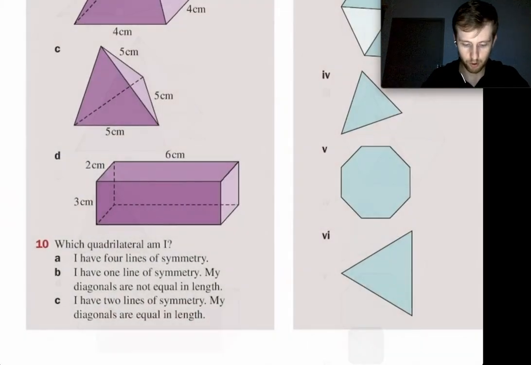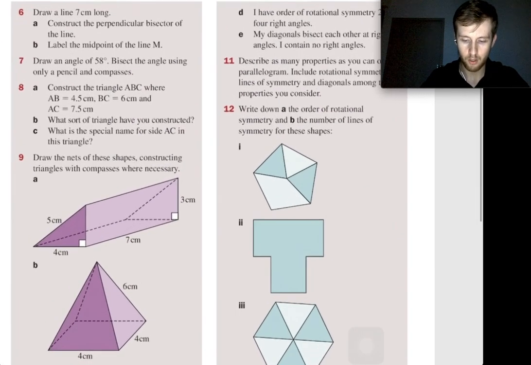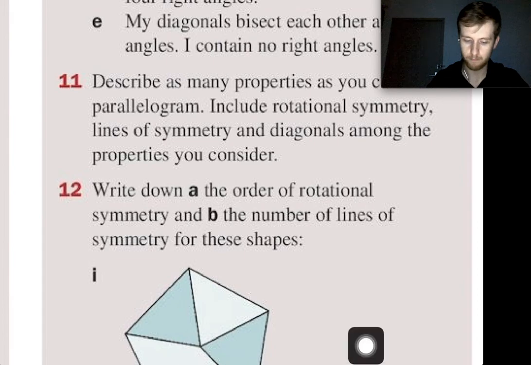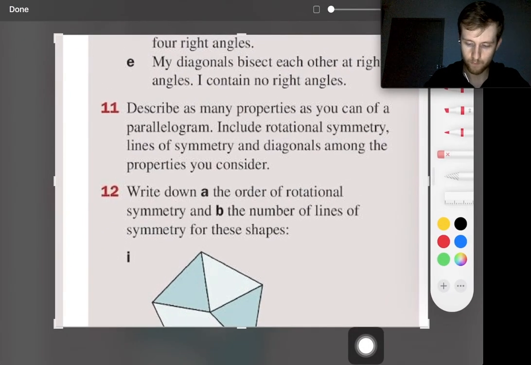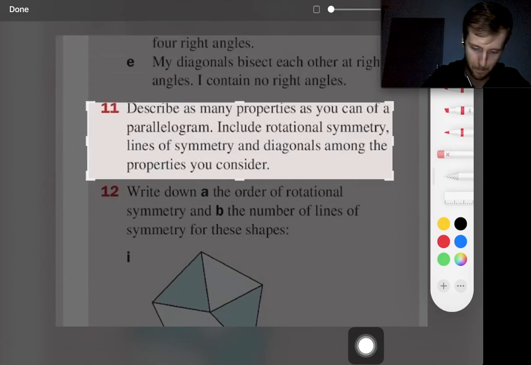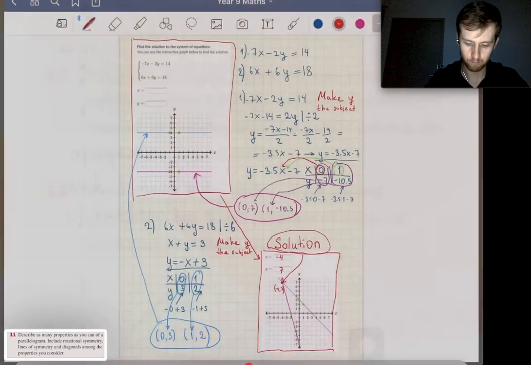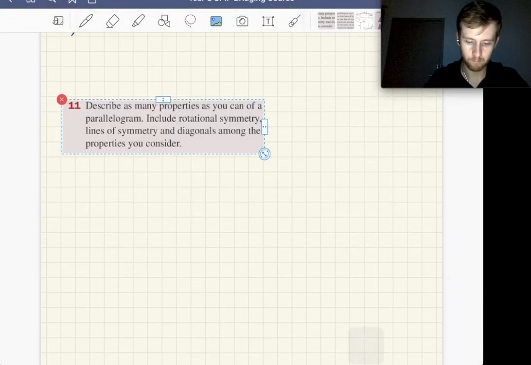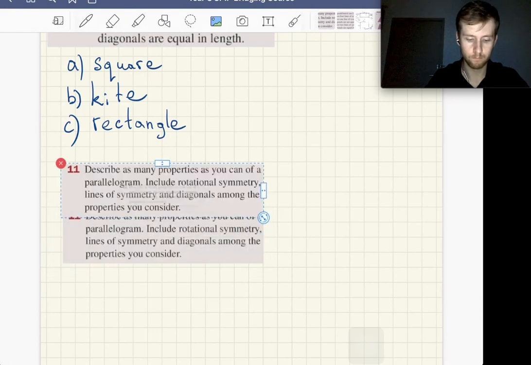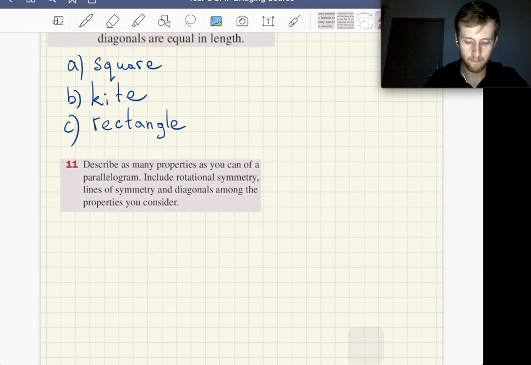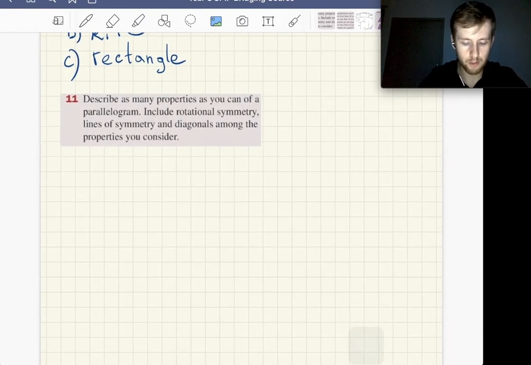Let's do a couple more of them. What else do we have? Describe as many properties as you can of a parallelogram. All right. Include rotational symmetry, lines of symmetry, and diagonals among the properties you consider. Okay, rotational symmetry of a parallelogram.